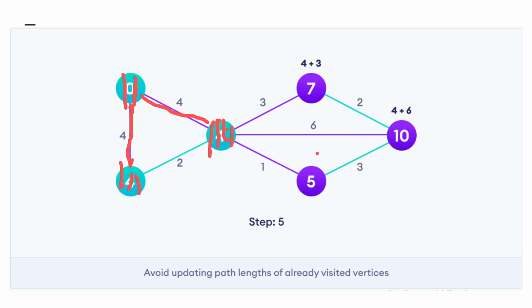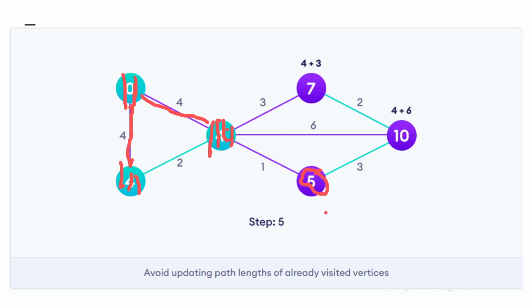Now you're going to choose the node which has the shortest distance from the source node. Which node has the shortest distance from the source node right now? This one, right? This is around 5 from the source node, this is 7, and this is 10. So you're going to start with this one. This is the current node right now.